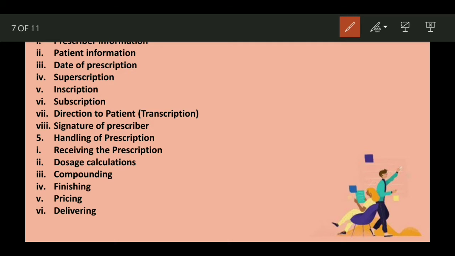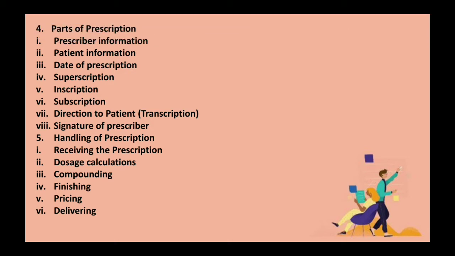Then you have to do the labeling. For labeling, the filled container should be suitably labeled and the label should be affixed on a smooth surface of the bottle. Then rechecking is done. So you have to recheck the prescription. Each prescription should be rechecked carefully. Then after labeling, the container should be thoroughly polished to remove the fingerprints.